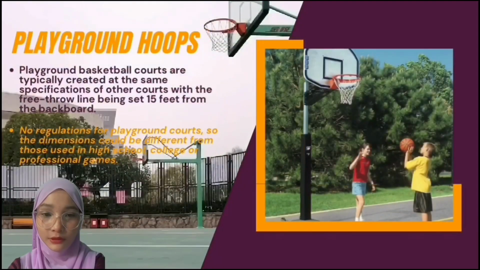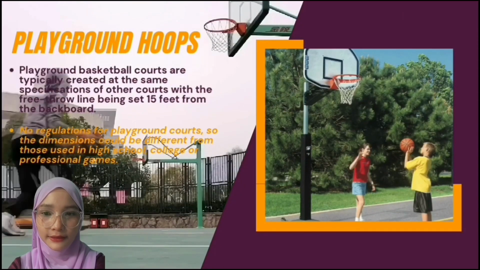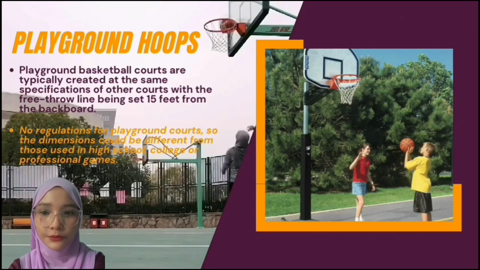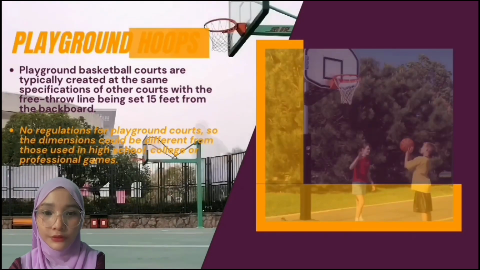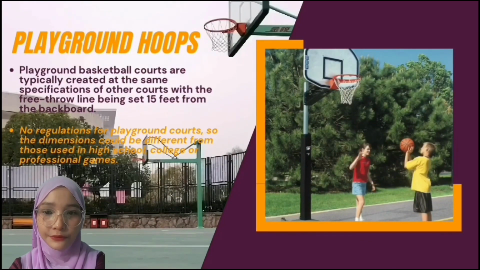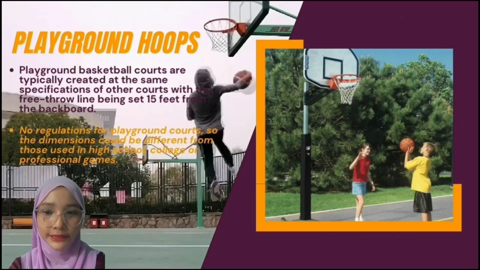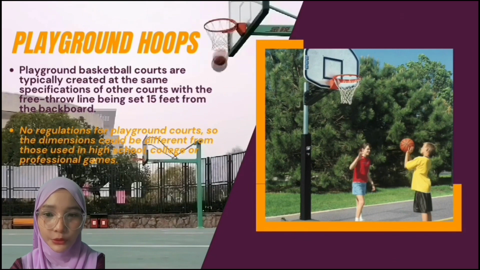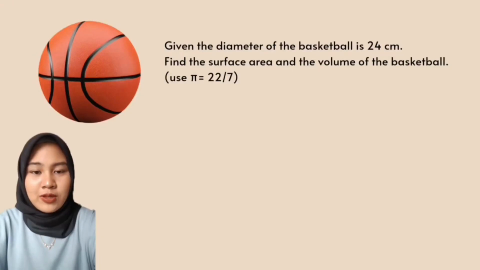Playground basketball courts are typically created to the same specifications as other courts, with the free throw line being set 15 feet from the backboard. However, there are no regulations for playground courts, so the dimensions could be different from those used in high school, college, or professional games. Next, we will present the surface area and the volume of the basketball, which is a sphere.